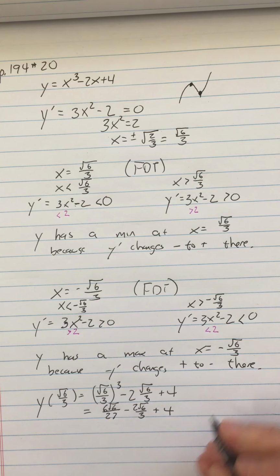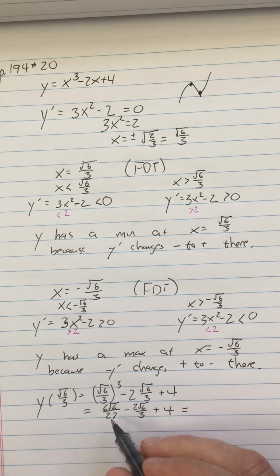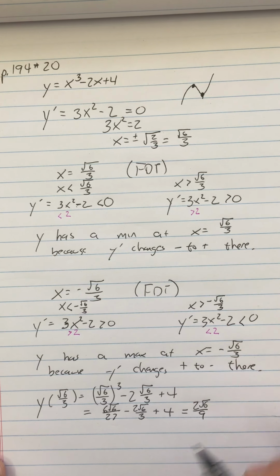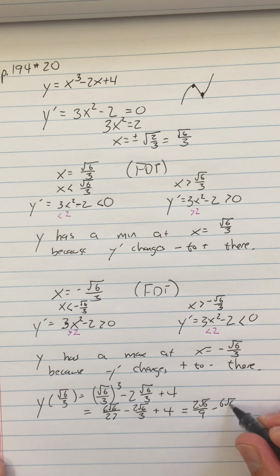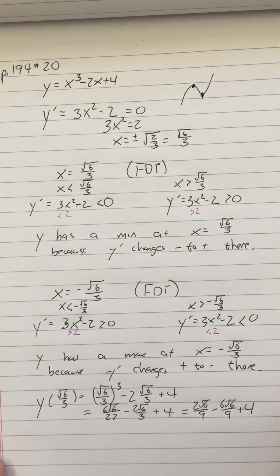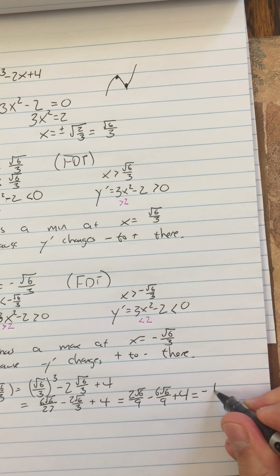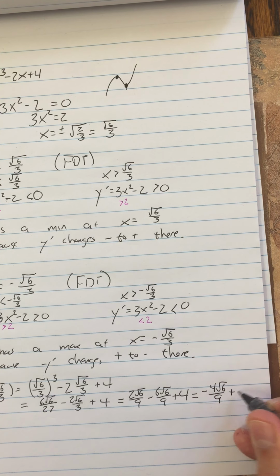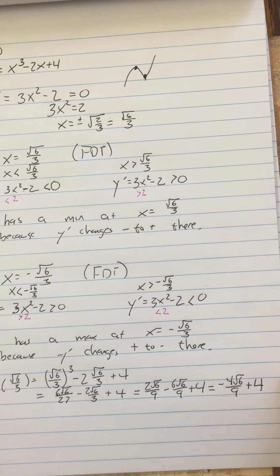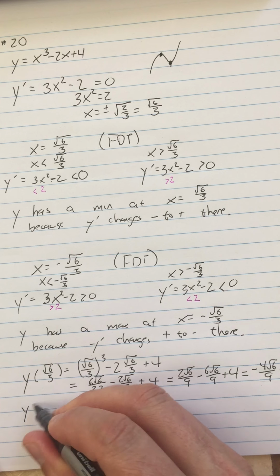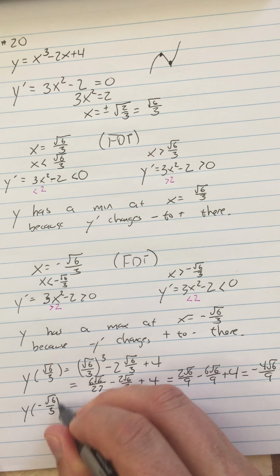So I'll probably reduce this one. So then I have 2 square root 6 over 9, and I want a common denominator with this one. So let's make this one minus 6 square root 6 over 9 plus 4. So I'm just working with the radicals just because I can. So I get negative 4 square root 6 over 9 plus 4. That's the y coordinate. Okay, and then my y of negative square root 6 over 3.